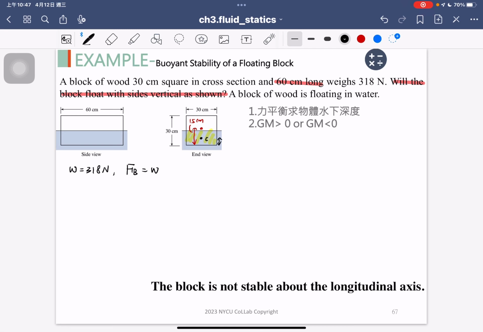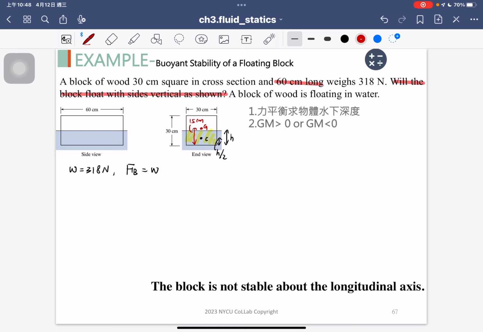Okay, so we need to know the total H, because we need to know the submerged depth of the block. And then we know that the distance here is half of the depth. We didn't know the depth submerged into the liquid, so we should compute the H first. And then we know the C distance, okay? And I should put this as the G point. So that's the idea: we should compute the CG distance first. And if we have the CG distance, then we can predict how large the Gn value is.